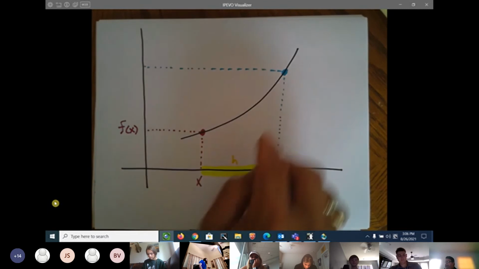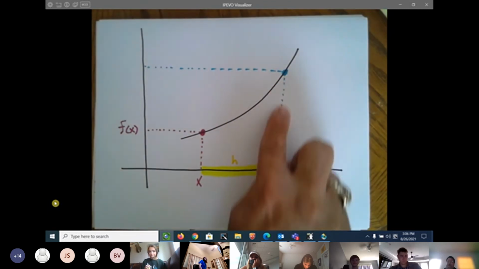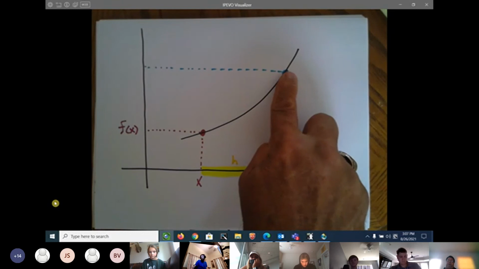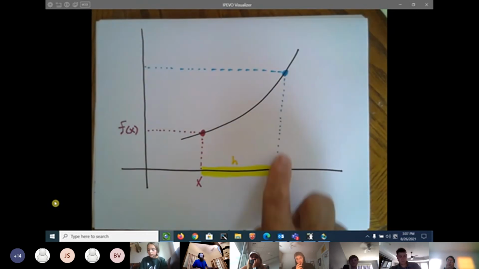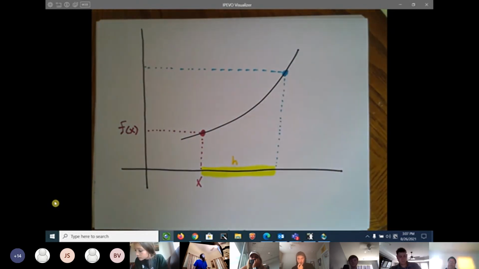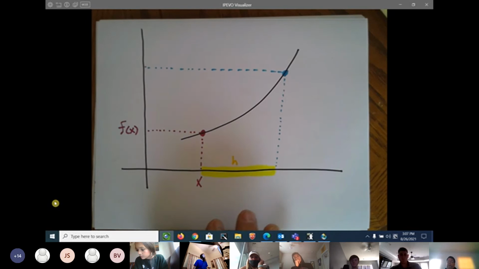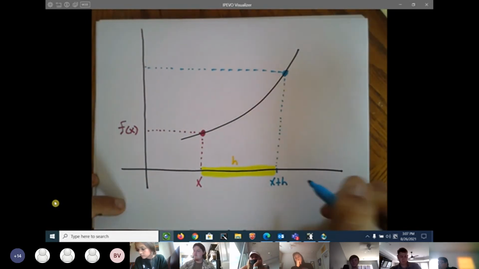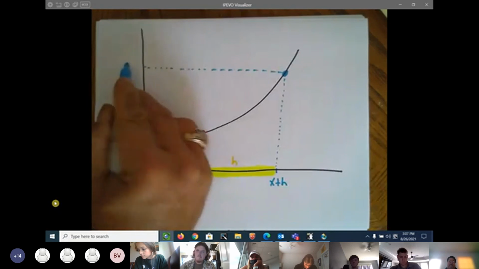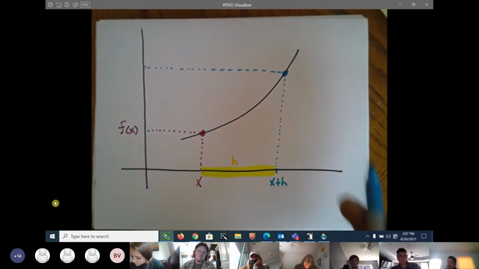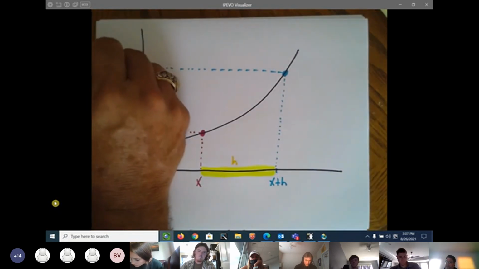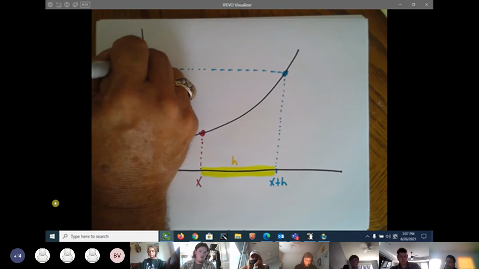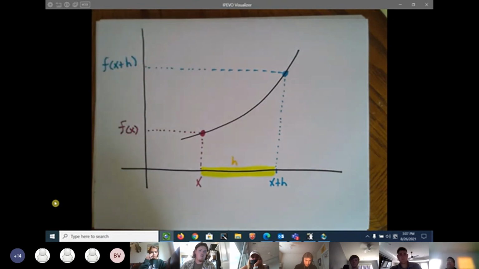So somebody tell me what the X value for this blue dot is. I told you, we're not going to use x sub 2. It's got to be something else. X plus H. Good job. So therefore, what is the y value of x plus h? F of x plus h.